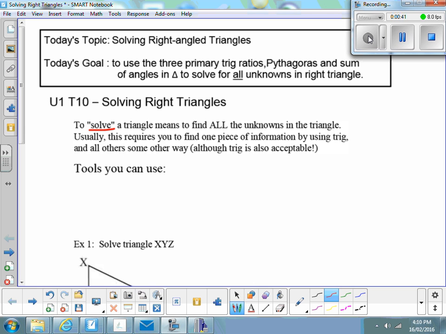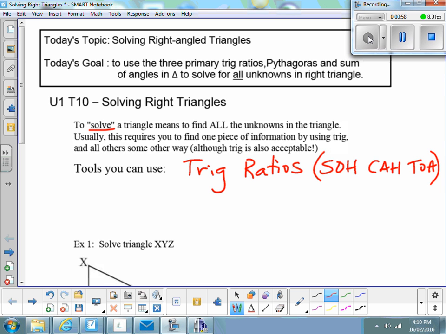So the tools that we could use here are our trig ratios. So we can use SOHCAHTOA. We could use Pythagorean theorem. So if we know two of the sides, we can use Pythagorean theorem to find the third side.